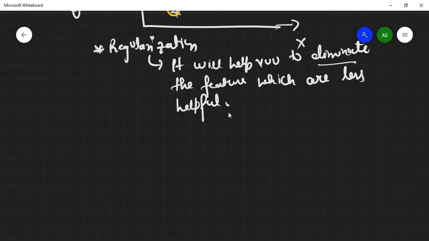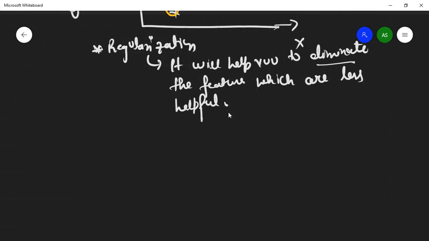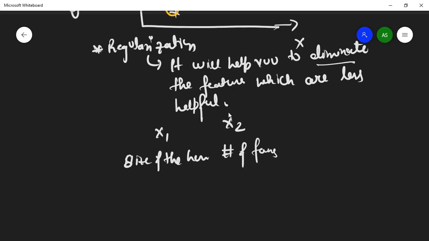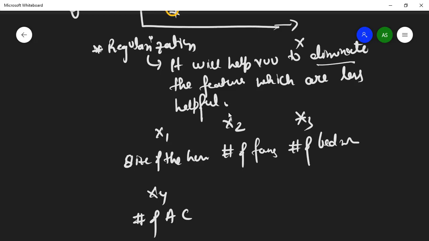Okay, so let's assume that you're working on a house price prediction problem, and there you have some features. Here you have x1, maybe the size of the house, my favorite. Then x2 is maybe the number of fans in a house. x3 is maybe the number of bedrooms. And maybe another feature, the number of ACs, air conditioners. So here we have 4 features.